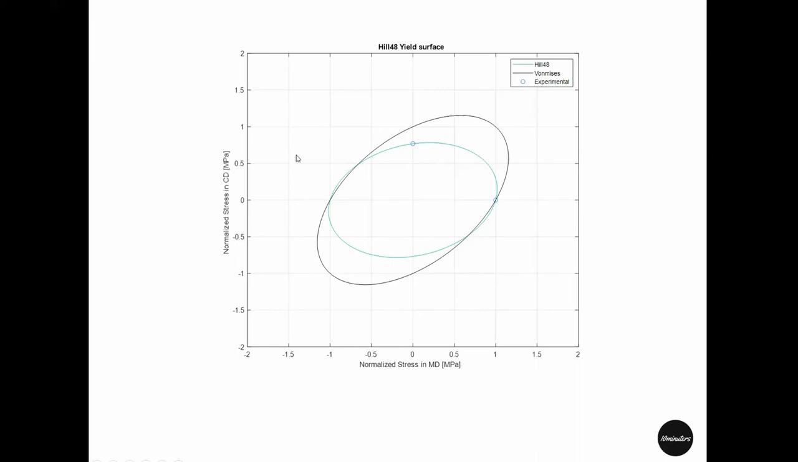The code for the previous Hill48 plastic potential optimization, or yield function coefficient optimization, together with the code to plot and compare these Hill48 and von Mises yield surfaces, are given in a link in the description of this video.